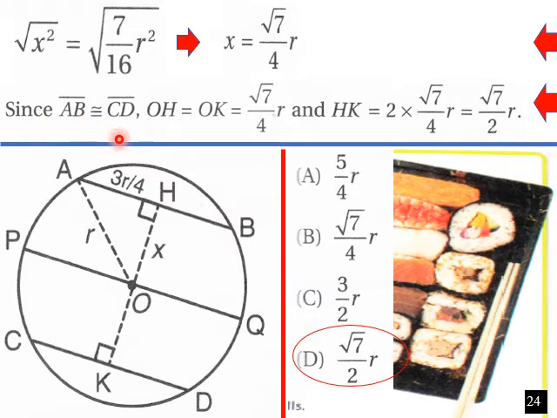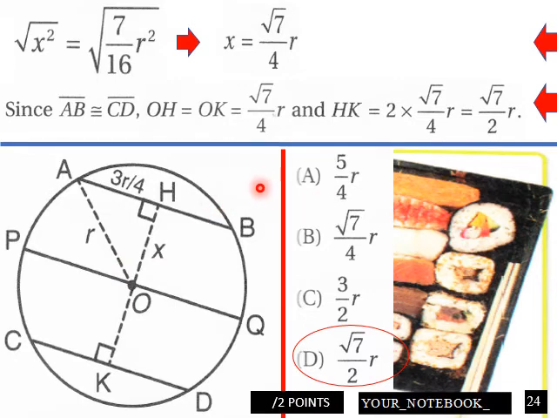Since segment AB is congruent to segment CD, OH equals OK. So OH equals OK equals the square root of 7 over 4 R, and HK, which is this segment here, is 2 times this quantity here, so HK equals square root of 7 over 2 R is what that amounts to, which is this solution right here, number D, for the length of this segment here. That is one way of coming about to that length.